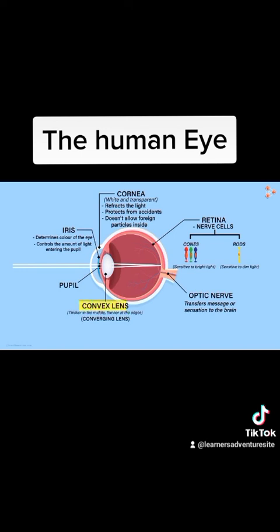Behind the pupil, there is a converging lens which focuses the light on the retina. The retina consists of two types of nerve cells, namely cones and rods. They transfer the message through the optic nerve. There is a lot of information to digest. In the next video, we will talk more about this lens present inside the eye and will also discuss its functioning.